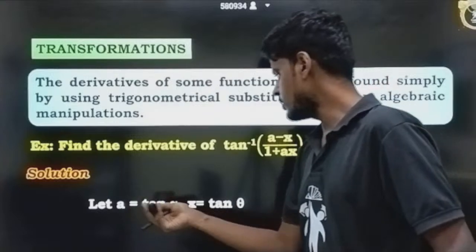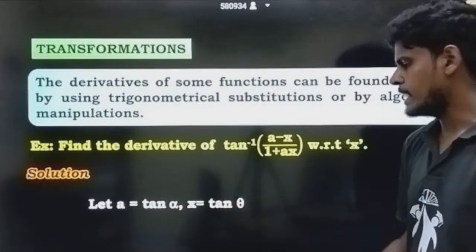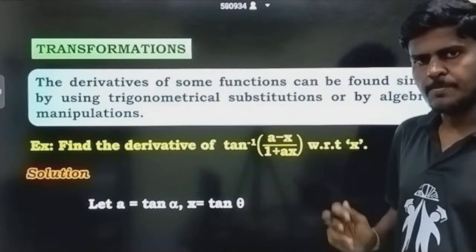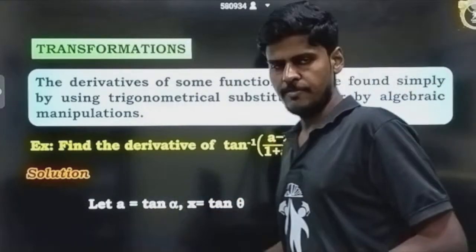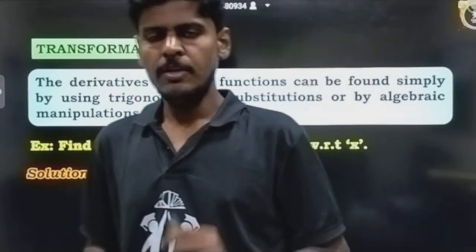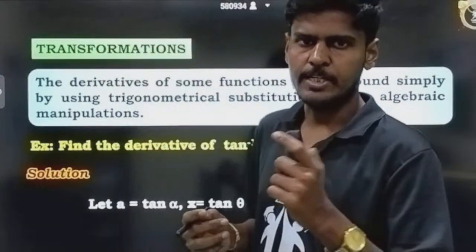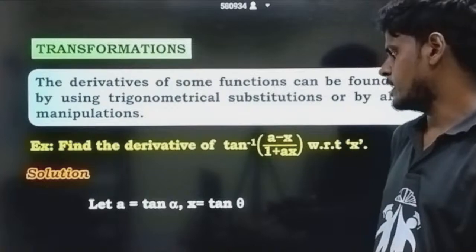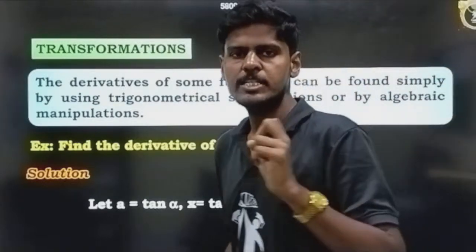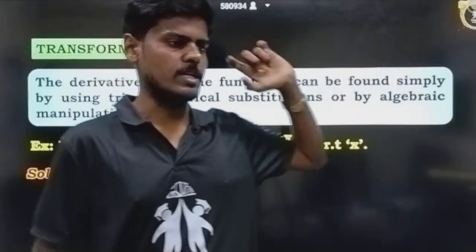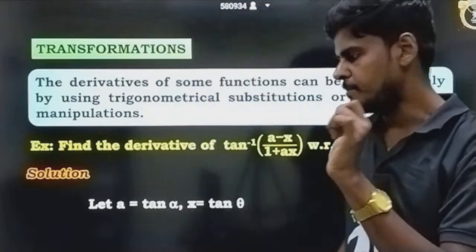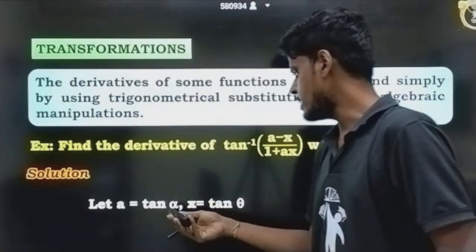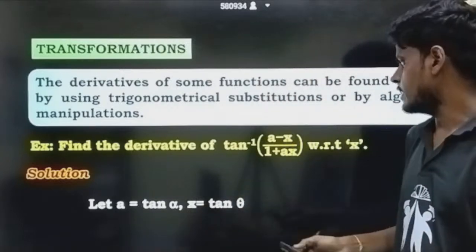So here, a equal to tan alpha and x is equal to tan theta. Why can we make this substitution? Because a can be any real number and tan value can also be any real number. When we make a equal to sin theta, for example, that means this value a should always lie between -1 to 1. Only if that condition is satisfied can you make that substitution. Otherwise, you should not. Now here, a equal to tan alpha and x is equal to tan theta.